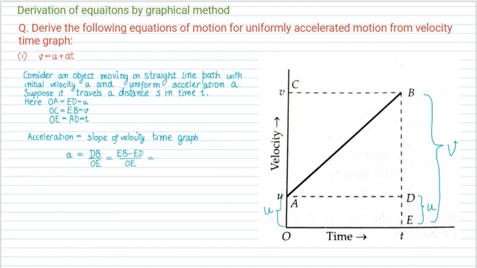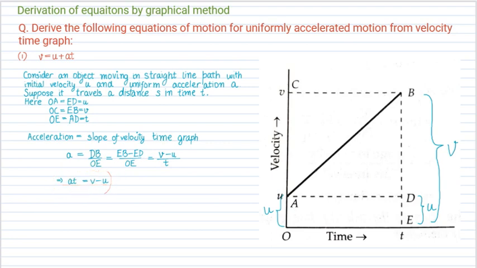Fine. So in this case, what is your EB? EB represents your final velocity v. And what is your ED? ED represents your initial velocity small u. Fine. And similarly, your OE represents the time interval small t. Fine. Now what I can do, I can cross multiply this t on the other hand side. Okay. So if I simplify, I can write this equation as at equals v minus u.